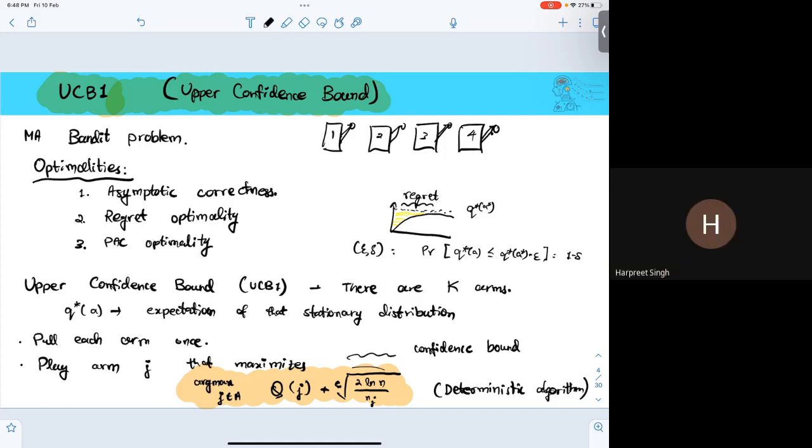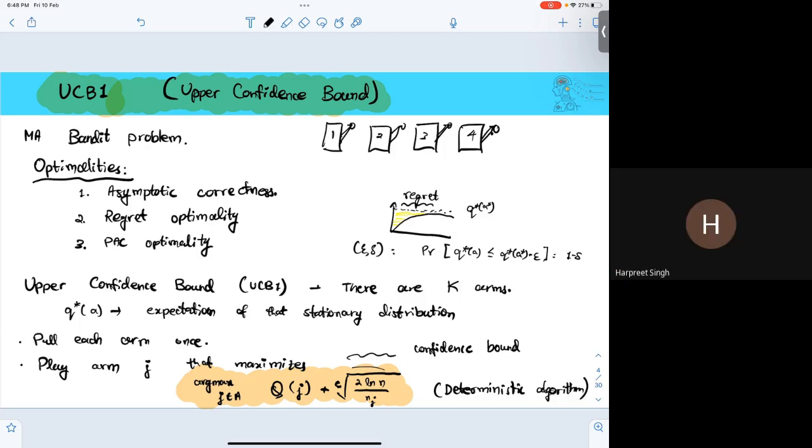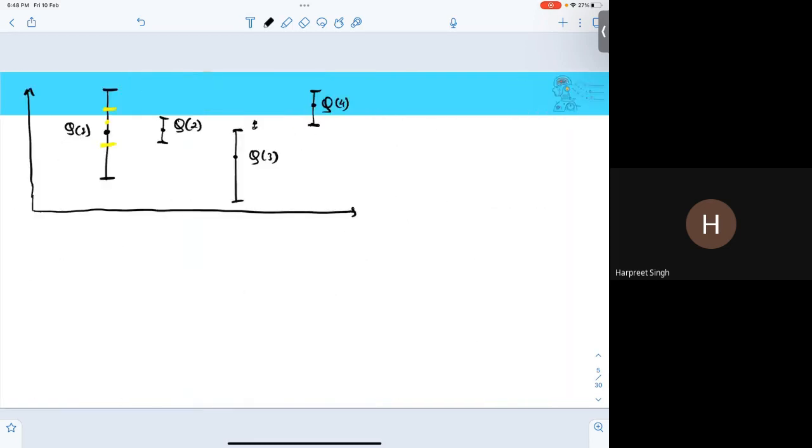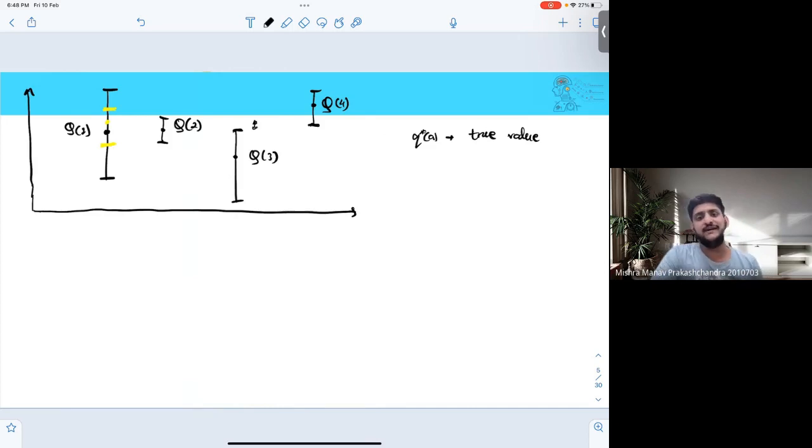And if I can ask, if you go to the slide that you have, and sorry, the next one, these Qs, what are these? These are rewards, right? So my Q star of A is the true value of each arm. For arm A, my Q star of A is the true value of arm A.